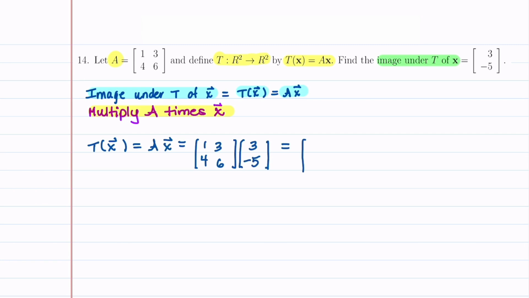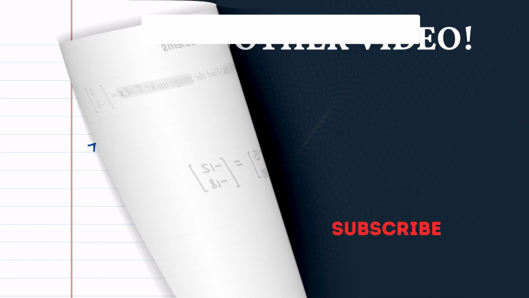And we get 3 minus 15 in our first component, and then 12 minus 30 in our second component. And this gives us that T of X is equal to (-12, -18). So the vector (-12, -18) is the image under T of X.